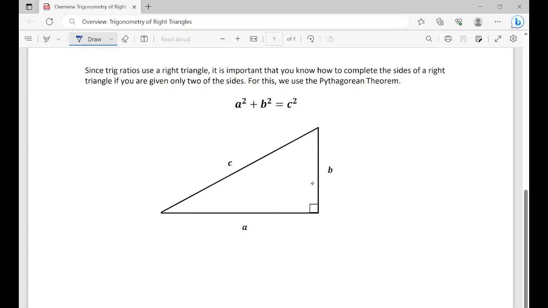Now, a and b are interchangeable. It doesn't really make much of a difference which one's a and which one's b, as long as this is a or b and this is a or b. But c must always be the hypotenuse. There is no negotiation. C must be the hypotenuse. A and b are the opposite and adjacent sides, but they're interchangeable within the theorem itself.